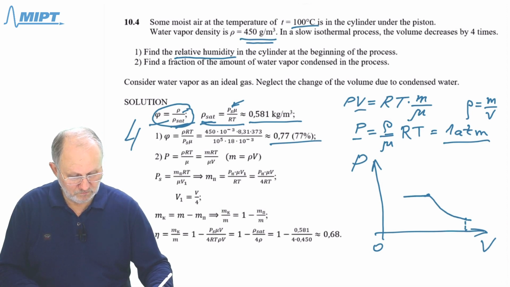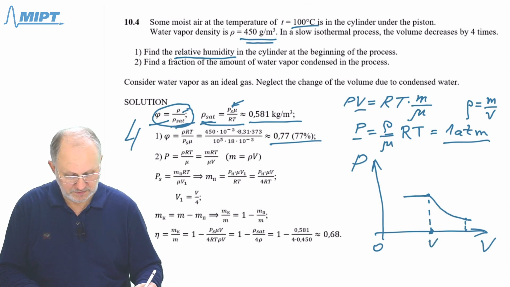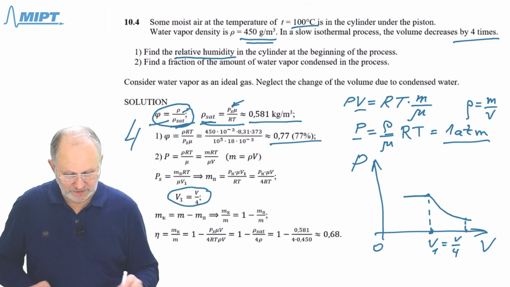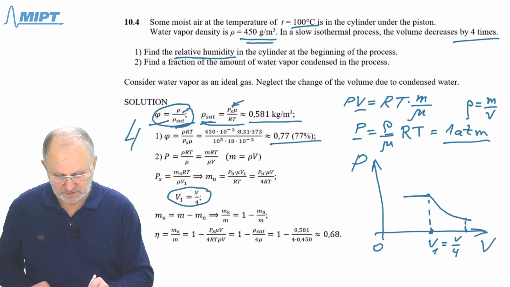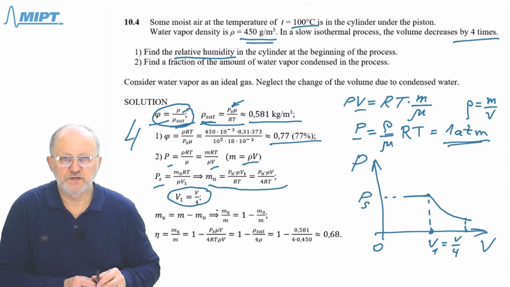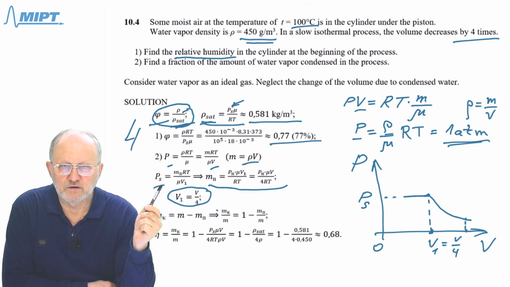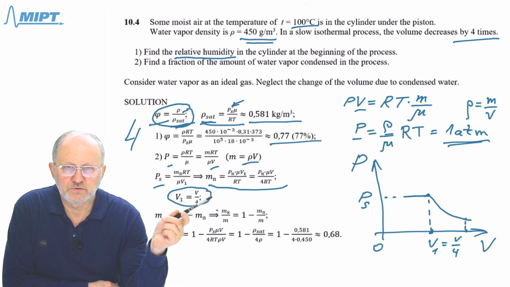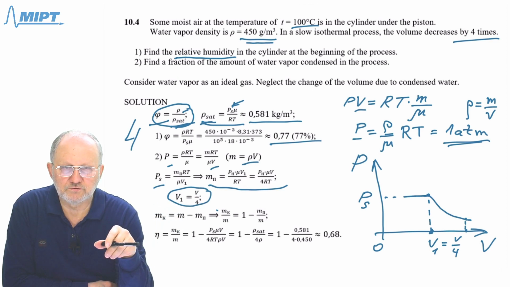So the process will be isothermal compression until some final volume, which is known to be the initial volume over 4, according to the condition of this problem. This is indicated again here. And we use the gas law to express the pressure in terms of mass of the gas, its density, temperature and volume. By using the gas law, we can find the pressure of saturated water vapor and the mass of water vapor. Taking into account that the volume diminished by 4 times, we can calculate all the remaining quantities which we need.